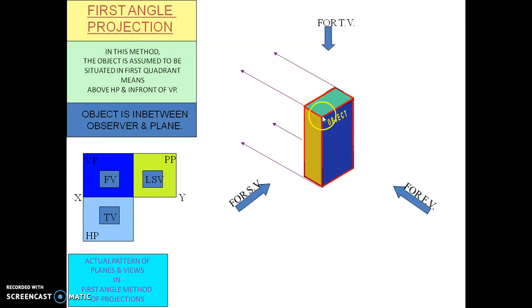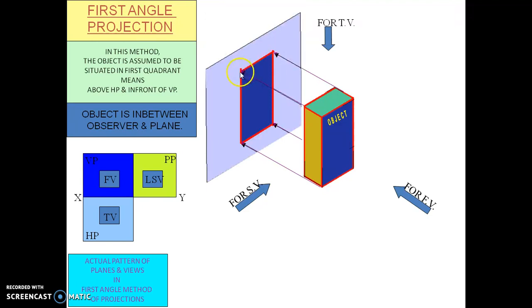We are extending or projecting these edges onto VP and we are getting 1, 2, 3 and 4 points on VP, and we are connecting those 4 points to get the front view. So, front view on VP.